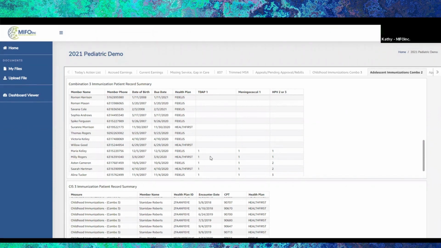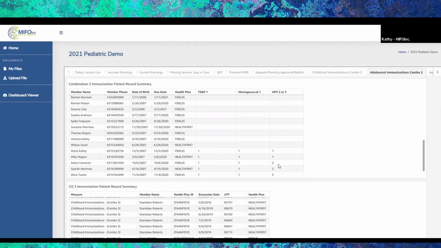We also track for any immunizations that have occurred, how many they have had. In this case, you'll see Tdap and meningococcal. Patients have received their required number of vaccines. In this case, dependent on the health plan, some health plans want 2 or 3 HPV vaccines.